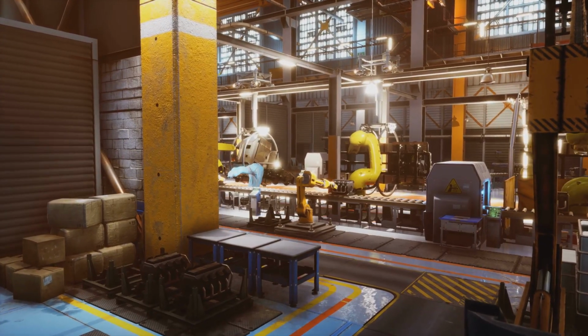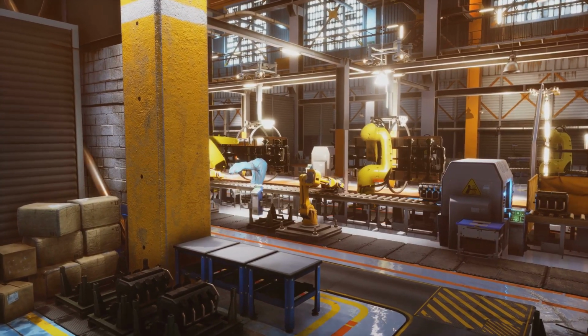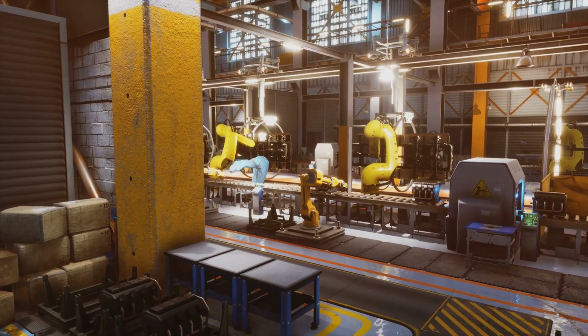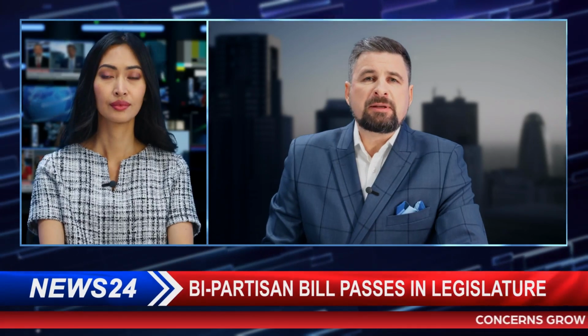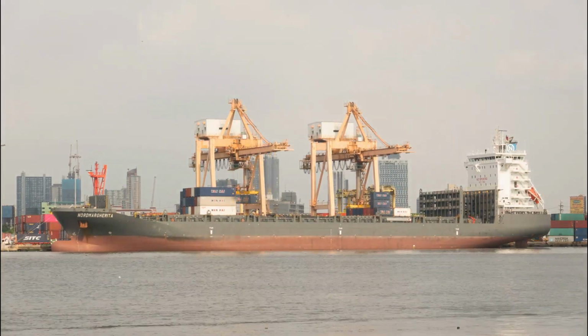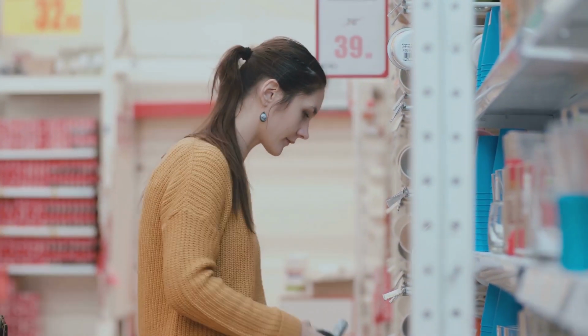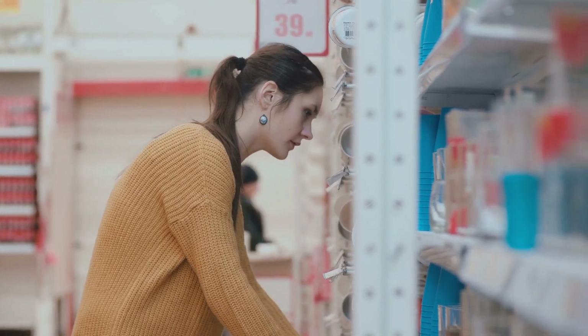While the tariffs aimed to protect American industries, they also underscored the challenges and complexities of implementing such measures in a globalized world. Let's dive deeper into how tariffs have affected consumer prices. When tariffs are imposed on imported goods, the cost of these goods inevitably rises. This increase in cost is often passed on to consumers, leading to higher prices for everyday items.